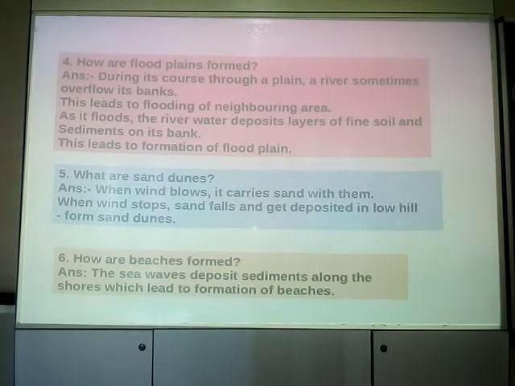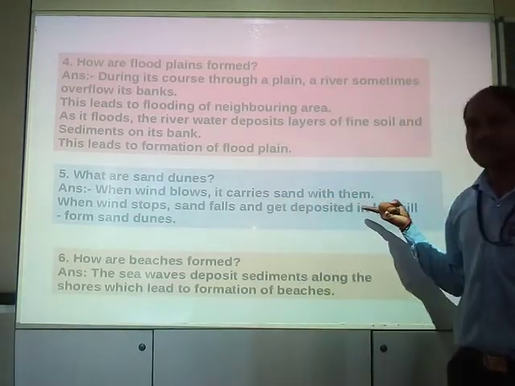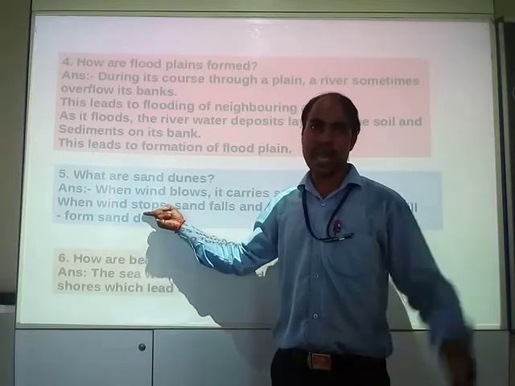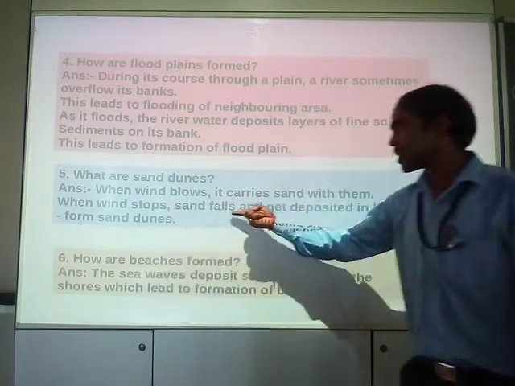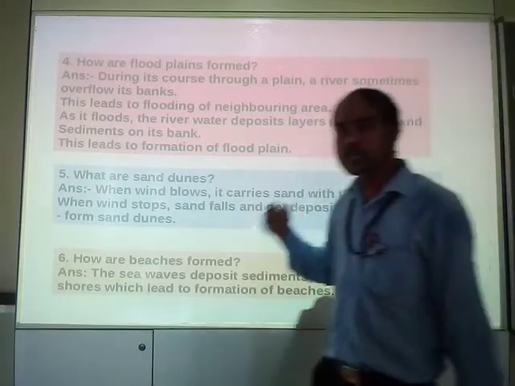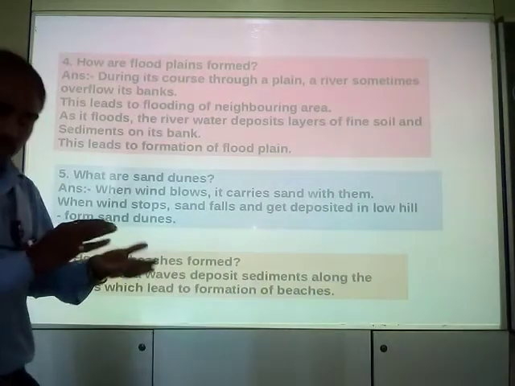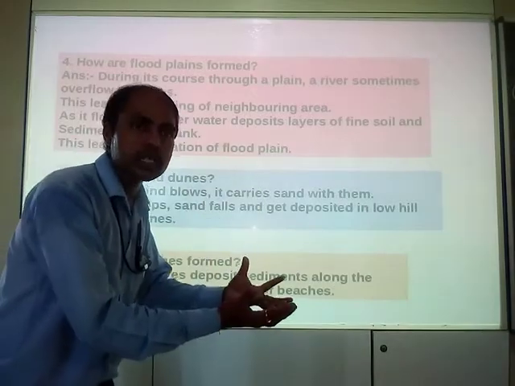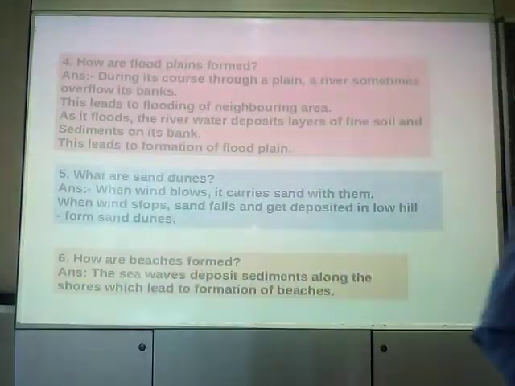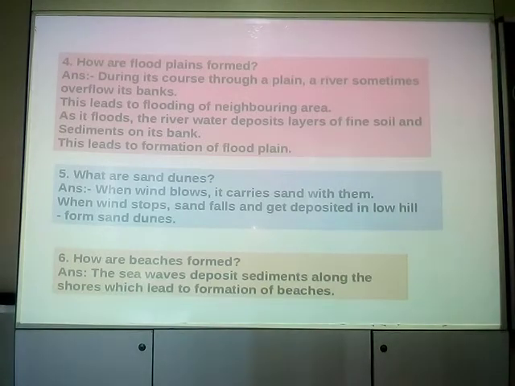Clear? So when the wind blows, it carries sand with it. And when the wind stops, sand falls and gets deposited in low hills. Whenever the sand gets deposited along the low hills, it forms sand dunes. Clear? I have given you a diagram also, a beautiful picture of it, isn't it?